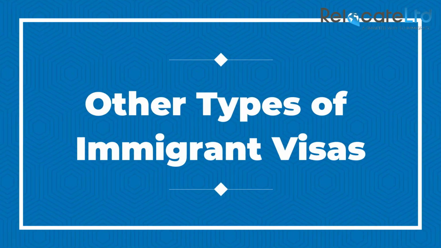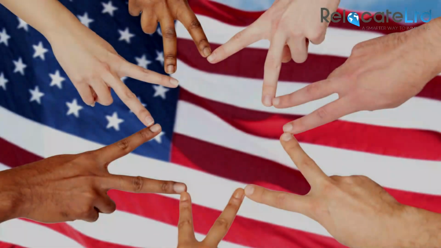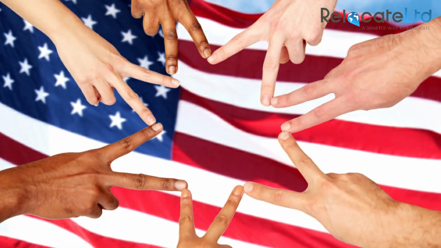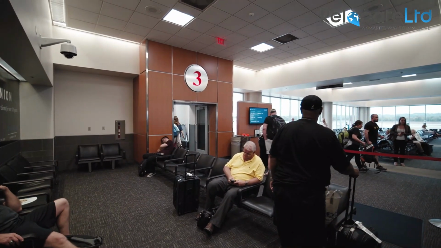Other types of immigrant visas. The diversity immigrant visa is for persons who are deemed to be diversity immigrants, meaning that they come from countries that have low immigration rates to the U.S.